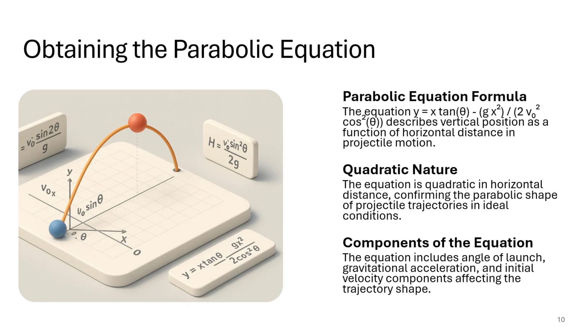So after simplification, the trajectory equation becomes y equals x tan theta minus g x square divided by 2 v0 square cos square theta. So this equation, being a quadratic in x, confirms that the projectile path is a parabola. Thus mathematically we prove that projectile motion follows a parabolic trajectory.